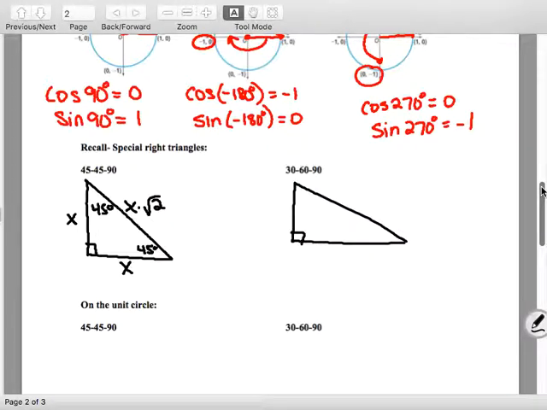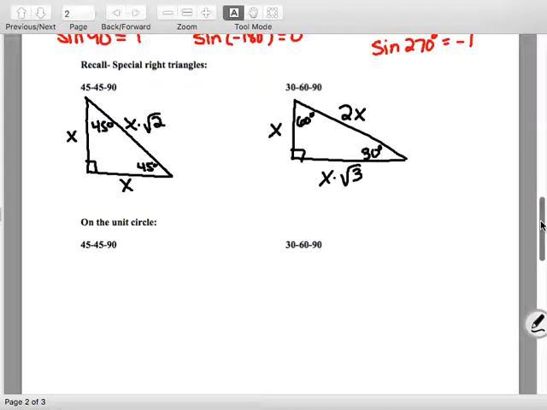All right, in a 30-60 right triangle, across from 30 is always the shortest side. The hypotenuse is across from the right angle, and that makes 60 the one left over. Across from 30 is x. The hypotenuse is 2x, and across from 60 is x radical 3. Okay, this is from geometry. This is what you learned.